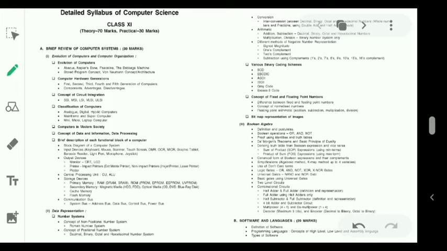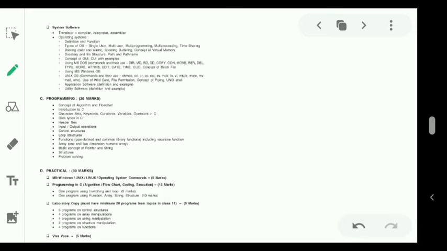Okay, so the first chapter is the brief review of the computer system, and it carries 30 marks. Under this there is data representation and Boolean algebra. It is a combination of 3 chapters. Now come to software and languages, which comprises 20 marks. It will cover DOS, Windows, Linux, and other systems.